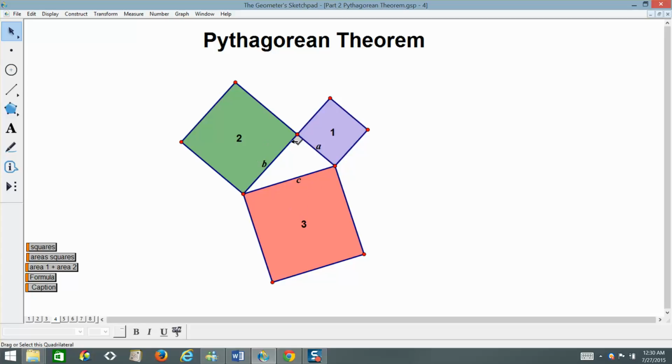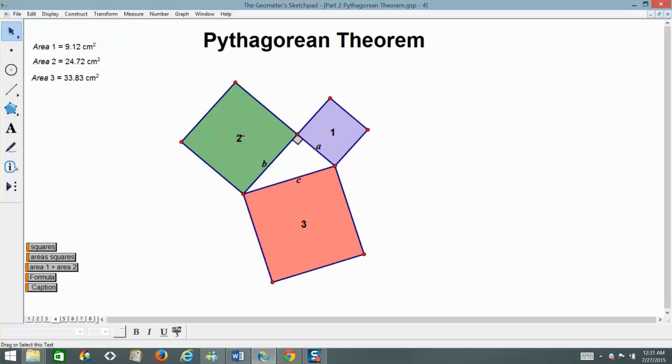Now I will measure the area of these squares. Use the measure feature, and this is the result. The area of square 1 is equal to 9.12 square centimeters. The area of square 2 is equal to 24.72 square centimeters, and the area of square 3 is equal to 33.83 square centimeters.